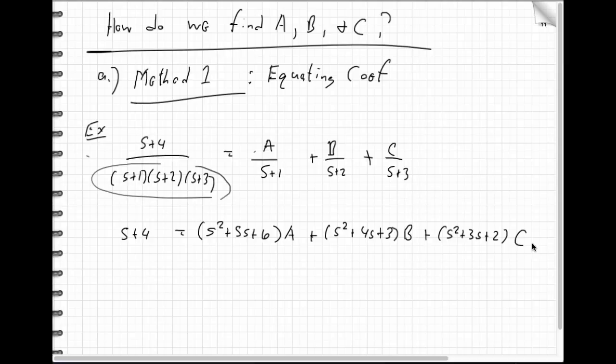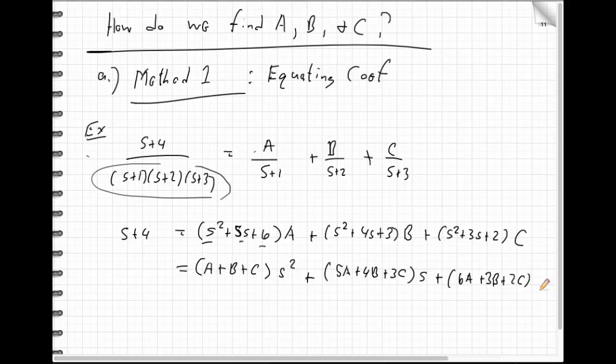Okay, and now I'm going to collect the s squareds, the s's, and the constants together. So here's what I get. For the s squareds, I get a plus b plus c times s squared, plus, for the s, that's a 5s, right? So I get 5a plus 4b plus 3c times s. And then the constants are going to be 6, 3, and 2. So plus 6a plus 3b plus 2c, and then that's it.